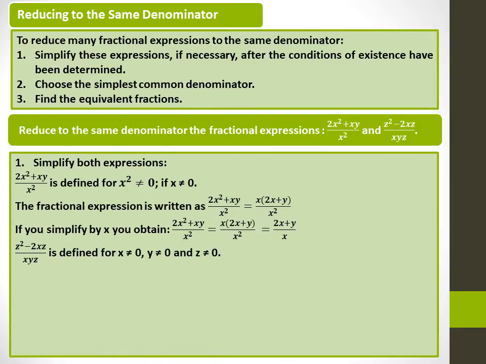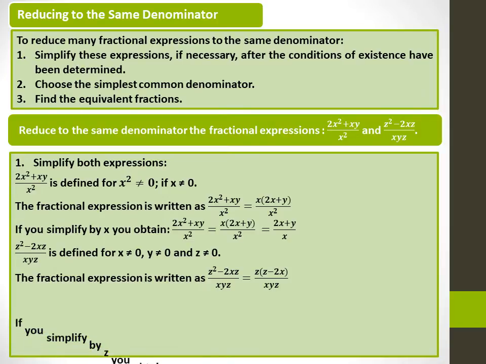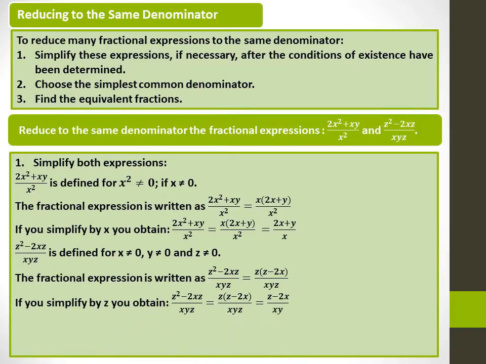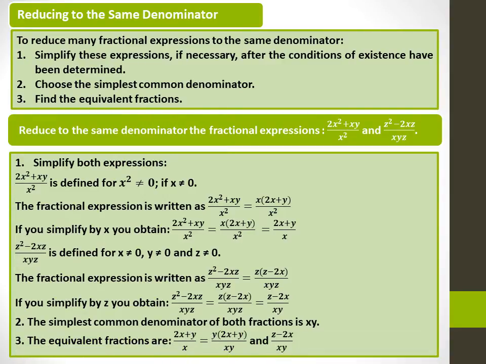(z² - 2xz)/(xyz) is defined for x different than 0, y different than 0, and z different than 0. The fractional expression is written as z(z - 2x)/(xyz). If you simplify by z, you obtain (z - 2x)/(xy). The simplest common denominator of both fractions is xy. The equivalent fractions are y(2x + y)/(xy) and (z - 2x)/(xy).